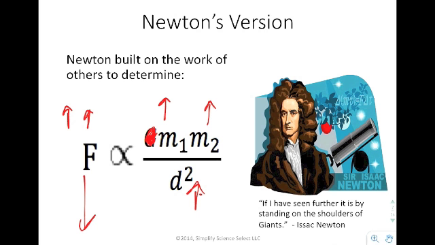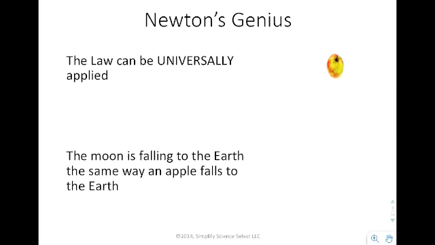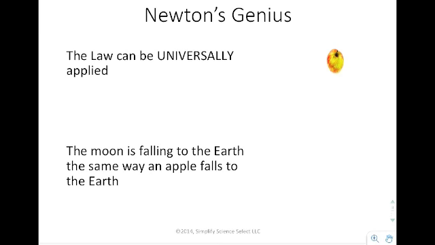This was Newton's version, and the reason why he's considered a genius by many is because he developed the first universal law. It's the one that applies everywhere. It's the same reason why an apple falls to the ground from a tree, as the reason why the moon falls to the earth, which is the reason why the earth falls to the sun. It's the first example that we have of a universal law. It's the first one that can be universally applied.